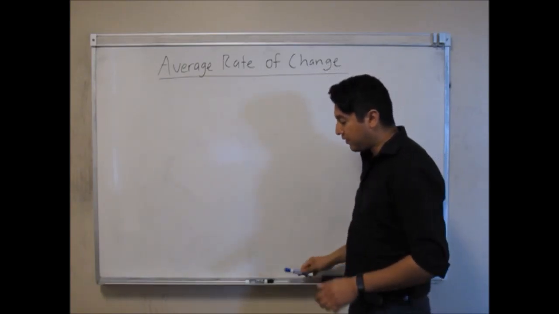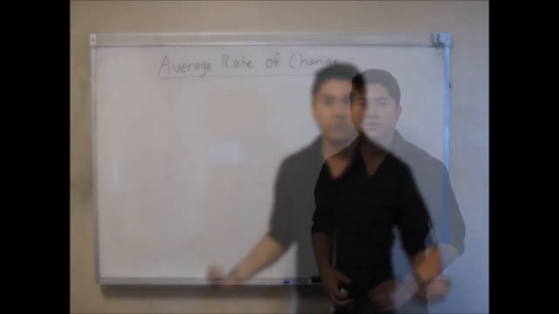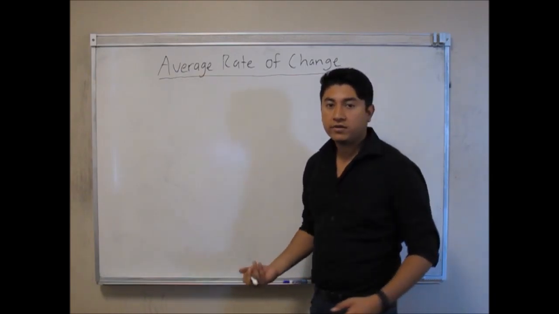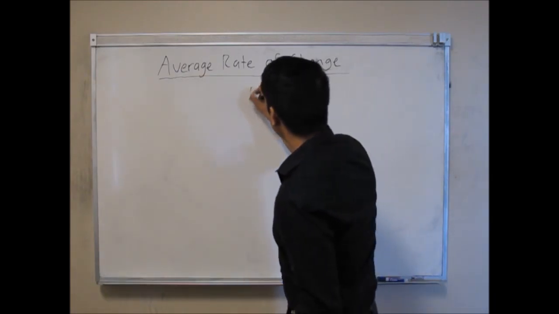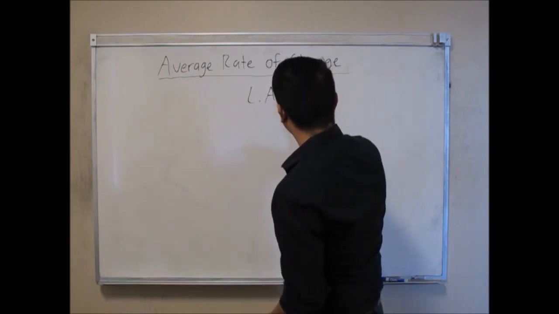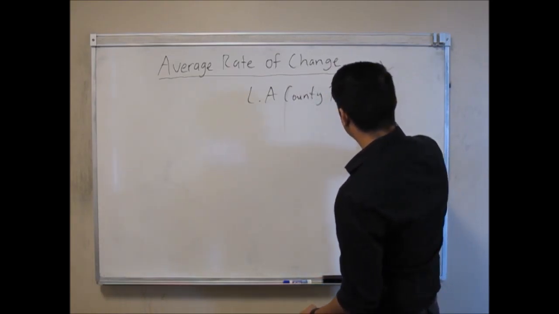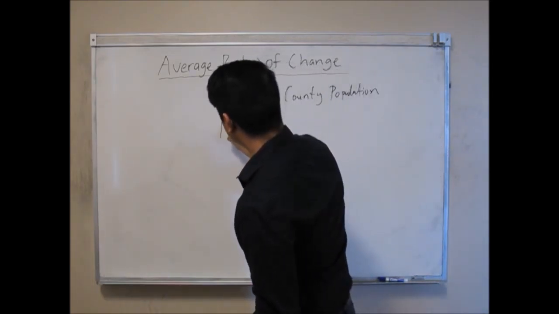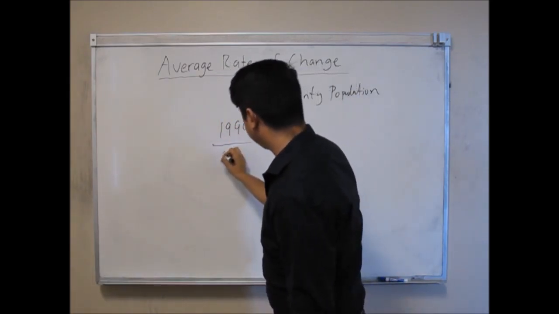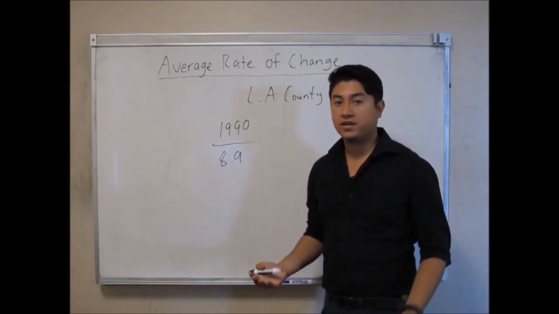another very important application of the average rate of change is population growth. So let's take our county, the county of LA, as an example. Records indicate that the LA County population in 1990 is roughly 8.9 million. I'm just going to go ahead and write 8.9.